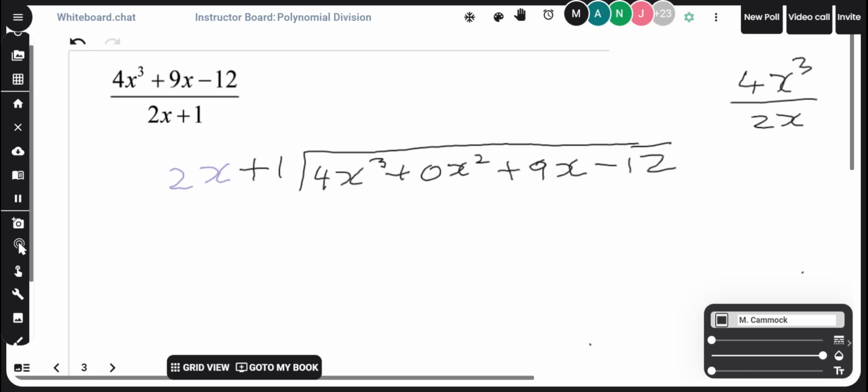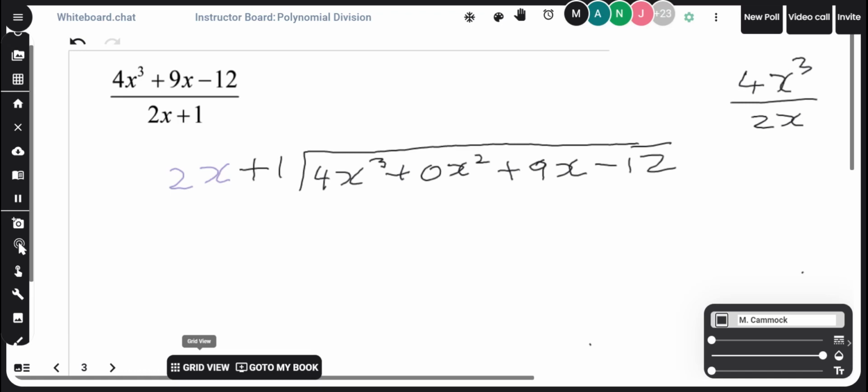Okay, Janai, is that part okay so far? First term, you see what I did on the side there? Put the 4x cubed and divide it by the 2x. So the first term of the dividend divided by the first term of the divisor. Is that good so far? Okay, good. And what would you get, by the way, since you're on there now, if you divided 4x cubed by 2x? What would you get?